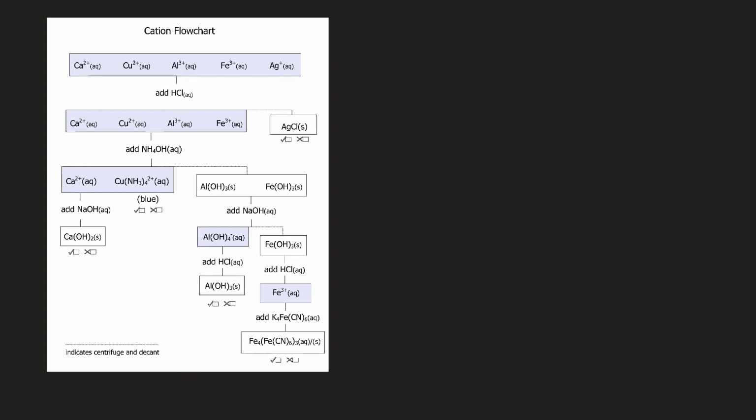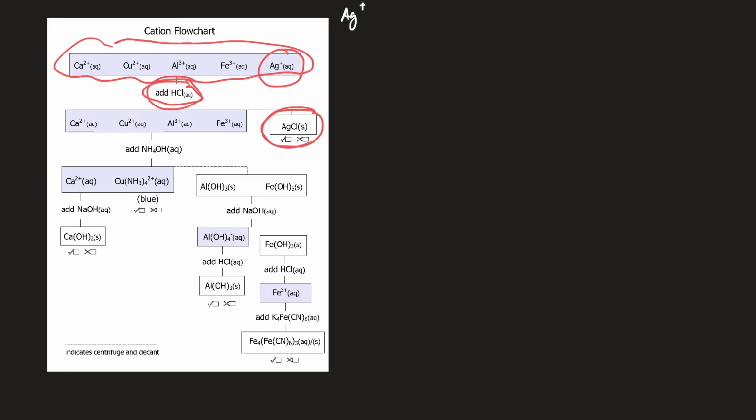Okay, just a quick little video to show you what I'm looking for in terms of the reactions. So, for instance, if silver was one of your ions that you identified, then when you had your unknown and added hydrochloric acid to it, you must have got this. So if I had silver and added this, I must have got that.